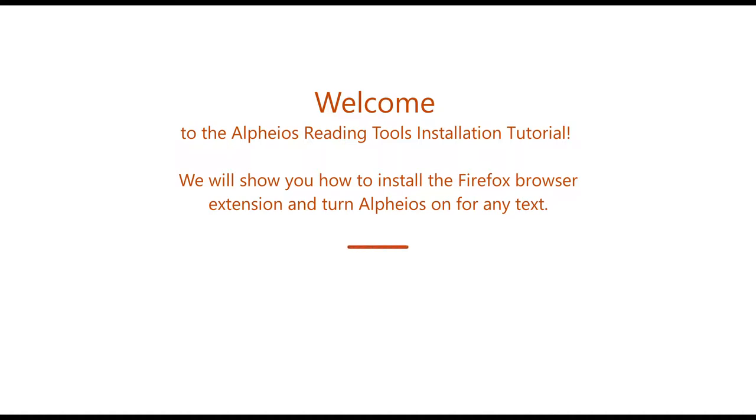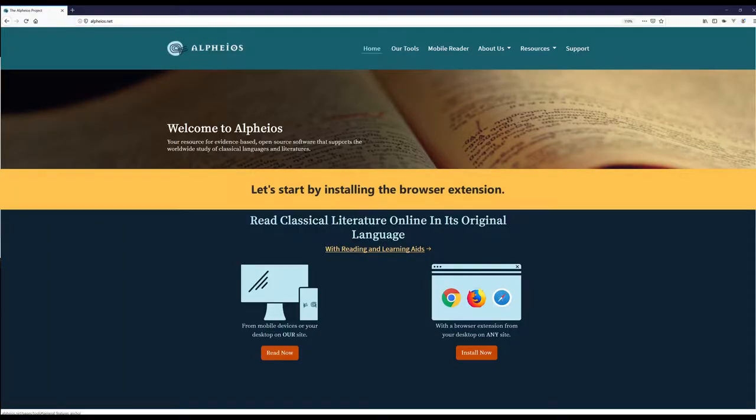We will show you how to install the Firefox browser extension and turn Alpheios on for any text. Let's start by installing the browser extension. On the https://alpheios.net website, click on Install Now.